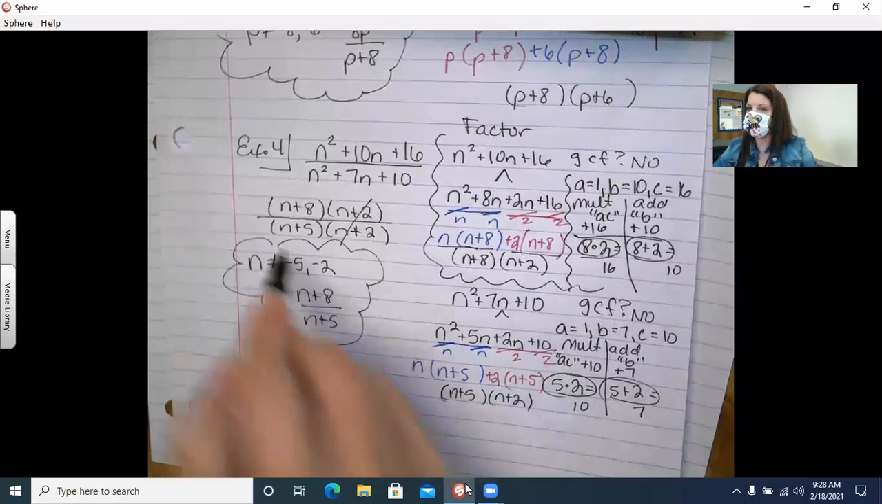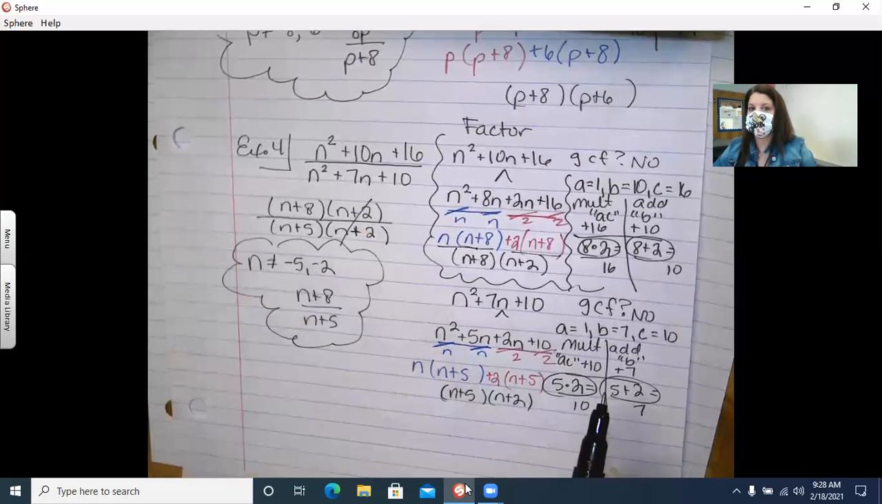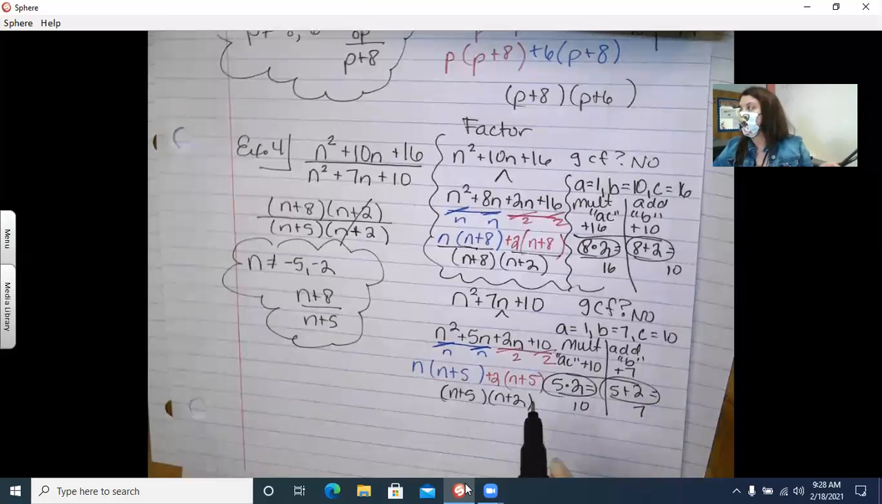Are you always going to have a restriction? No. You only have a restriction when there is a variable in the denominator. If you just have a straight up number in the denominator, you won't get a restriction for that, because you can't plug in a different number for the number, right? It's only if there's a variable, because a variable could be any number.